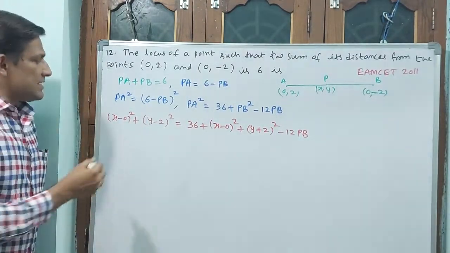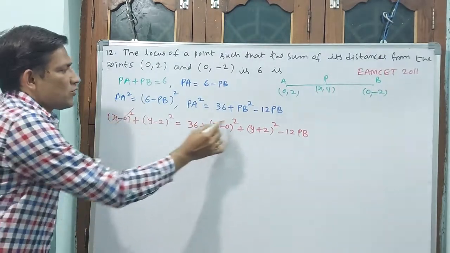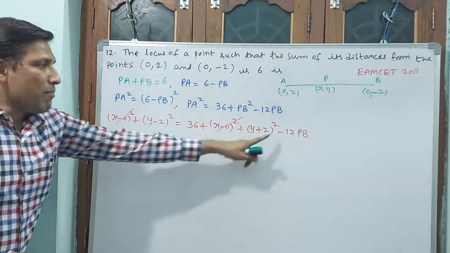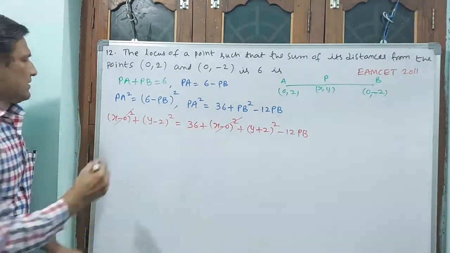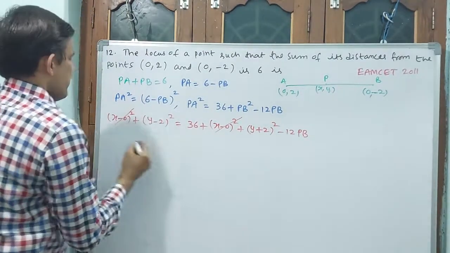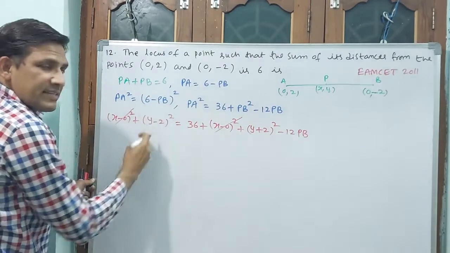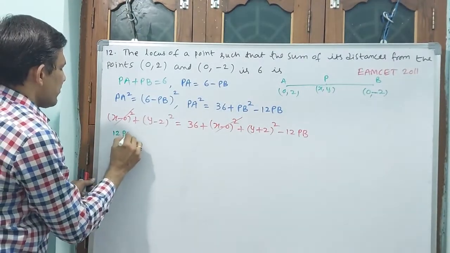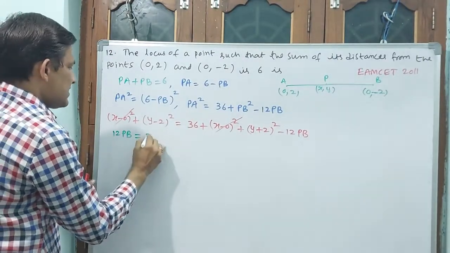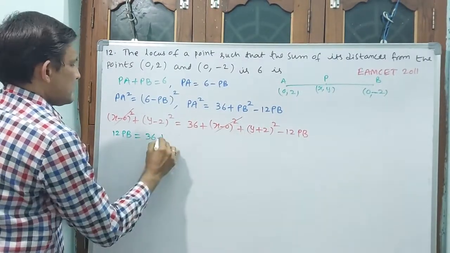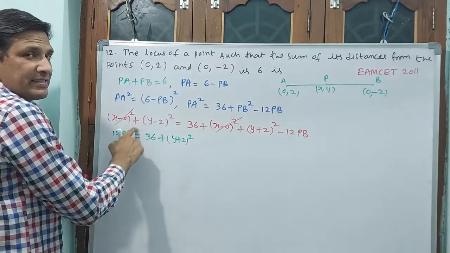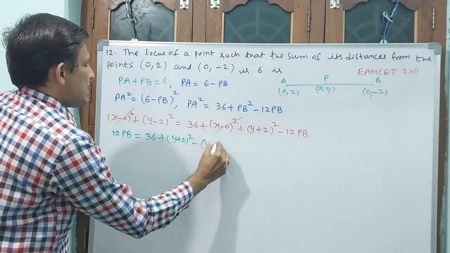See, here logically, X minus 0 whole square, X minus 0 whole square are going to get cancelled, equal to this side, that side. That is very interesting. Minus 12 PB, I want to send this side. See what I am doing. Minus 12 PB, if I send this side, it is going to become 12 PB is equal to 36 plus Y plus 2 whole square. This plus, if it goes this side, minus Y minus 2 whole square.